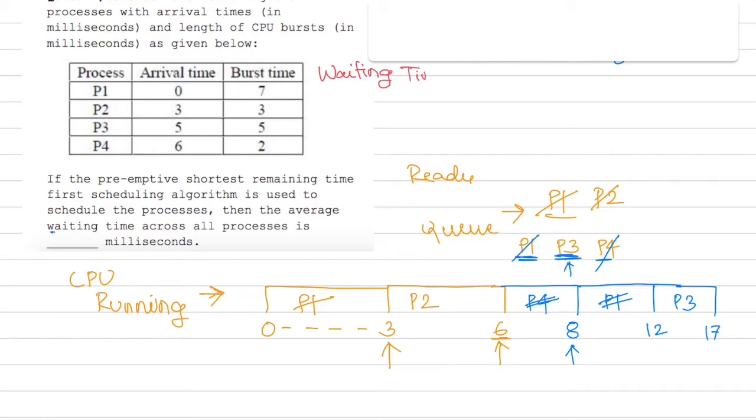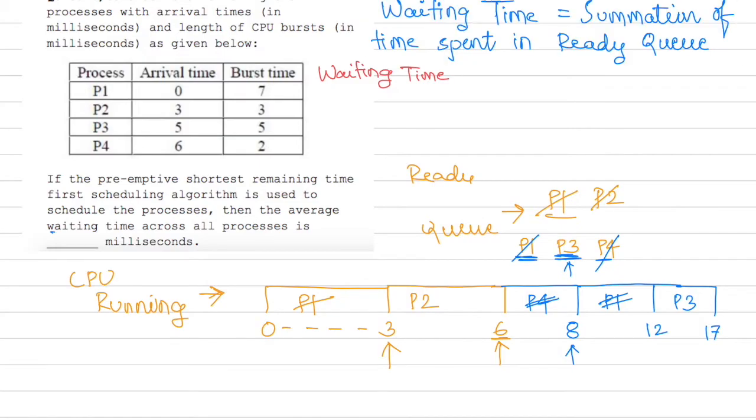Now before we note down the waiting time, let's quickly see what is the definition of a waiting time. So typically a waiting time is defined as the summation of the time spent in the ready queue. So this was our ready queue for all the processes, and each process has spent some time in the ready queue. They went to the CPU, they came back, they got preempted, they again came to the CPU. So the total of all the time spent in the ready queue is the waiting time for every process.